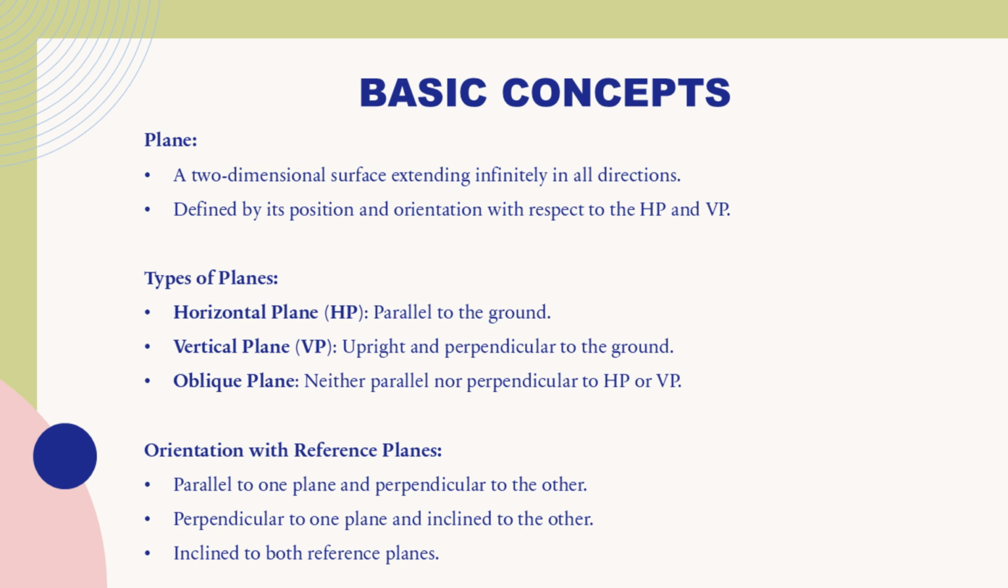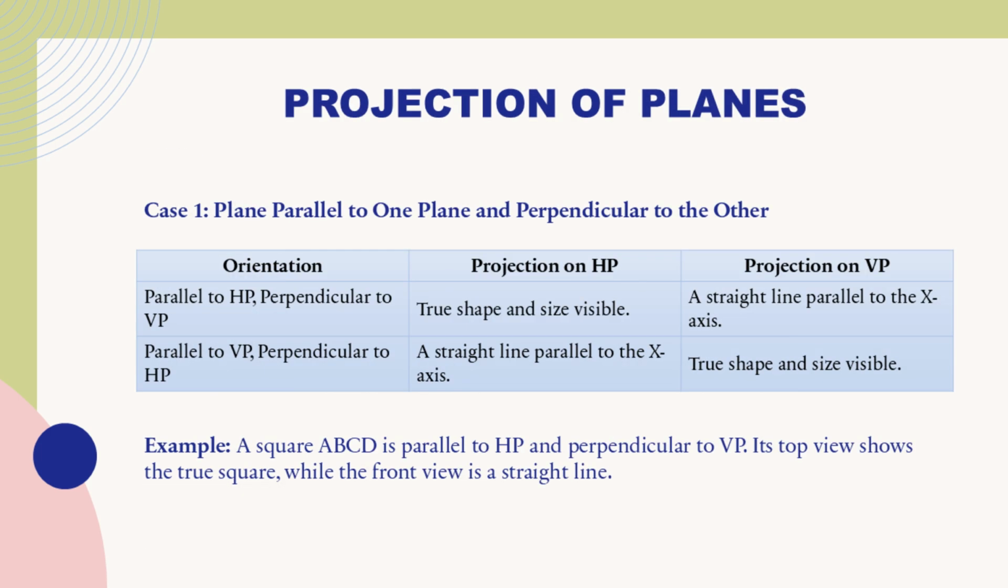Think of it like positioning a piece of paper in different angles. Each position creates a unique projection. Imagine a plane parallel to the horizontal plane, HP, and perpendicular to the vertical plane, VP. When we look at the plane from above, in the top view, we see its true shape and size. For example, if the plane is a square, we'll see the actual square in the top view. However, when we view the same plane from the front, along the VP, we'll see it as a straight line.